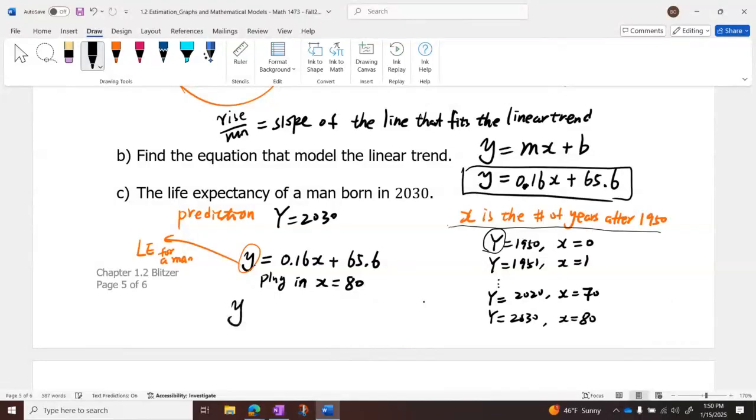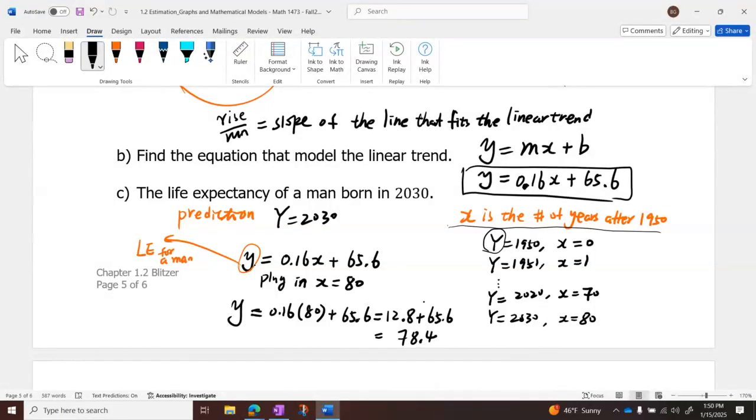Let's see what we have. Then y equals 0.16 times 80, and then add 65.6. I believe you can do the algebra here, right? Just use a calculator. 0.16 times 80 is 12.8, and add that on top of 65.6. We have 78.4. So that sounds great, right?